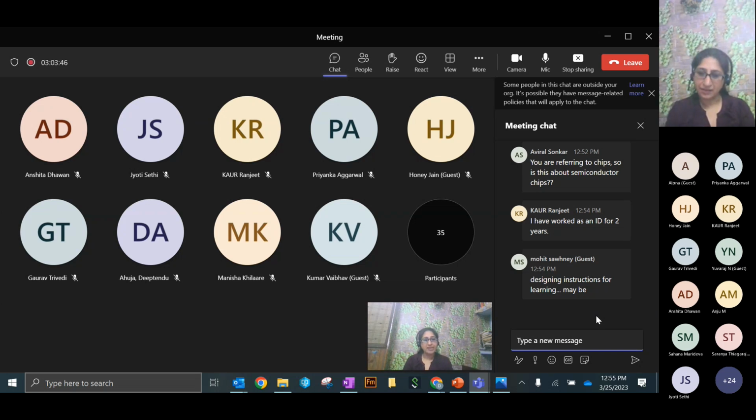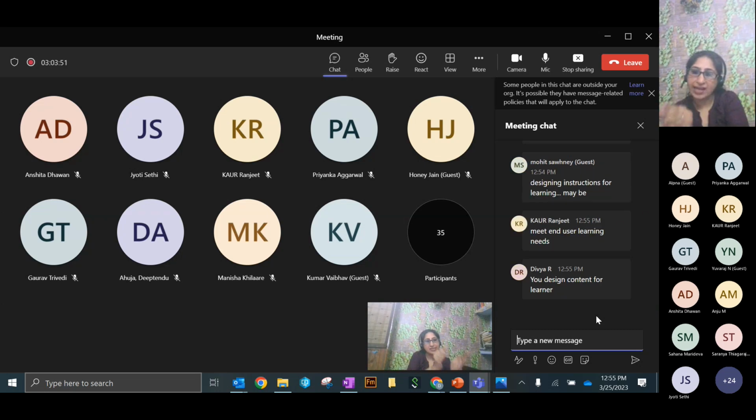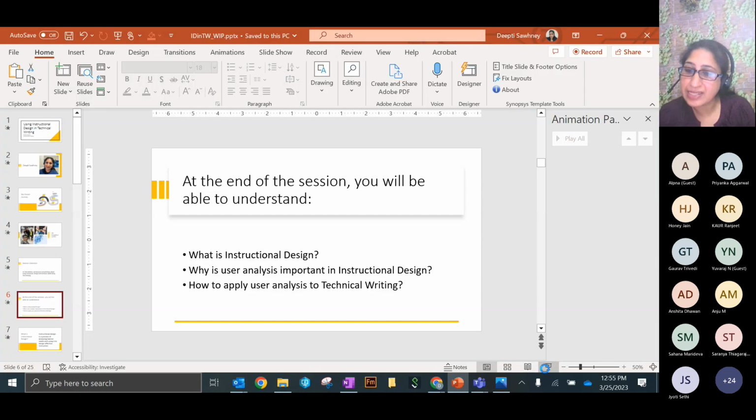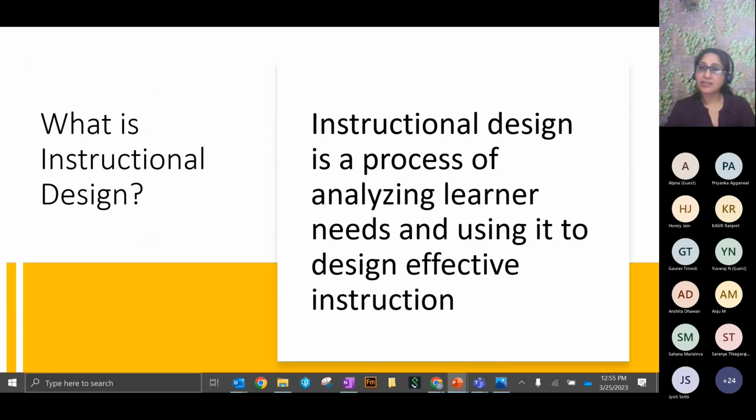So at the very basic level, instructional design, if you break it up, it is about designing instruction. Yes, you design content for a learner. Yes, coming up, you guys are now getting charged. I'm glad to see that. So let's come back to what instructional design is according to theory, according to books. Instructional design is a process of analyzing learner needs and using it to define effective instruction.